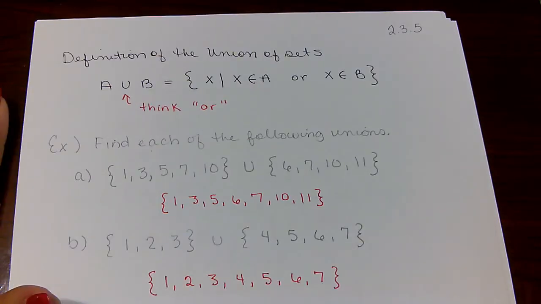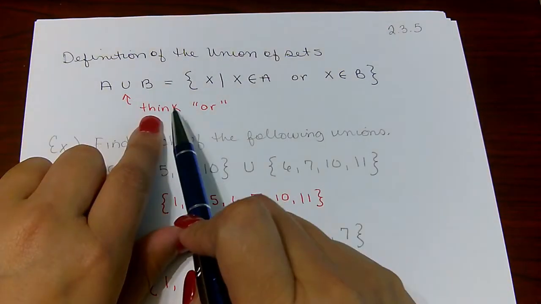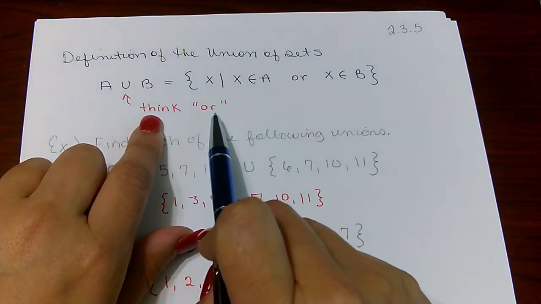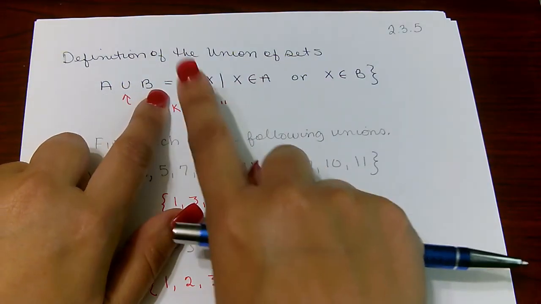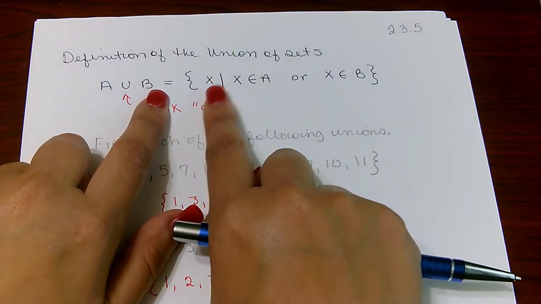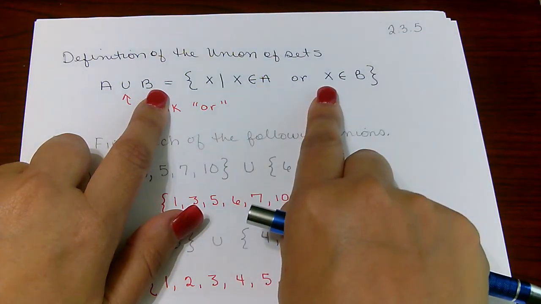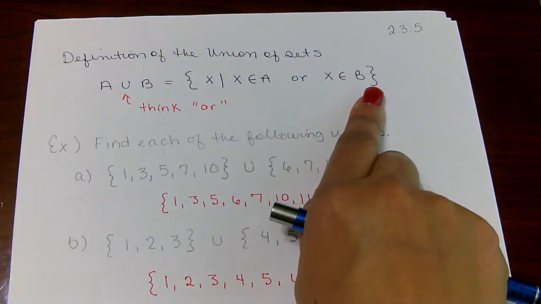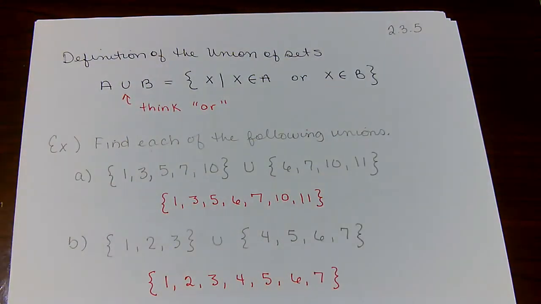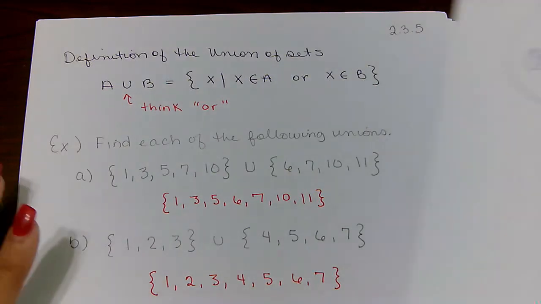Okay, now let's talk about unions. When you think of a union, I want you to think of an or statement. Okay, so here it says A or B. That means an element X, where X is an element in A, or X is an element in B. Okay, so what's the difference between and and or? Well, this is a common example that I like to use.